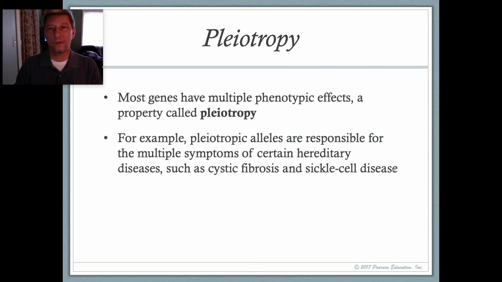Another fascinating genetic effect is that most genes actually don't just have effects on the one thing that they're coding for, but they can have other effects as well. This is a property called pleiotropy. In pleiotropy, the allele that codes for something oftentimes will have other effects, maybe even unseen effects.